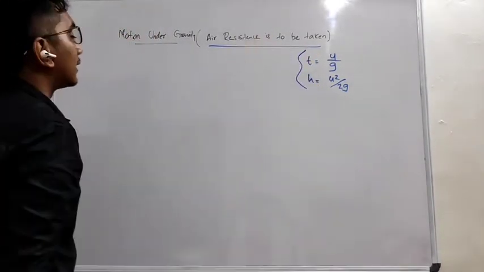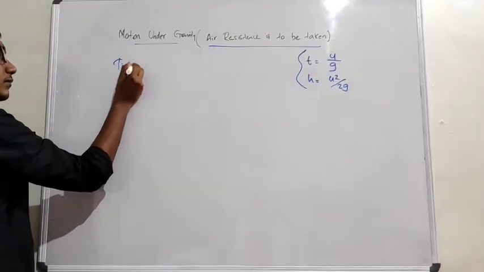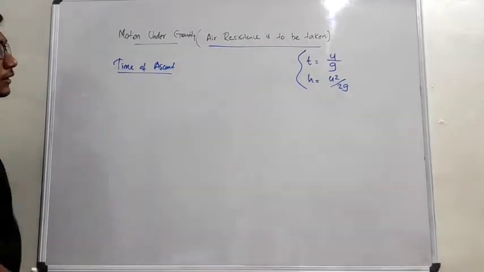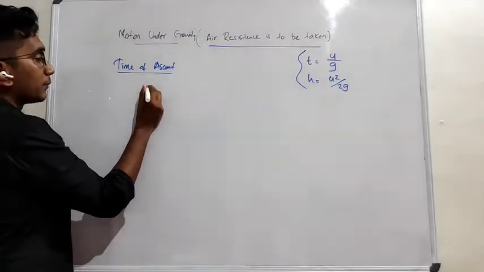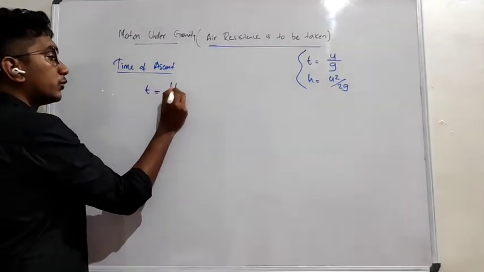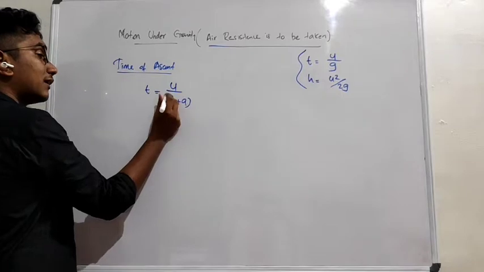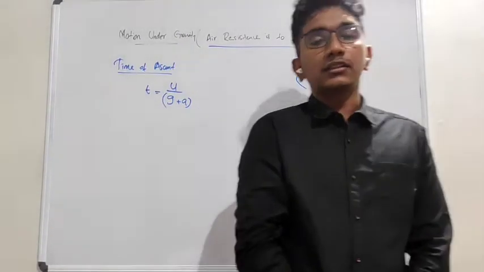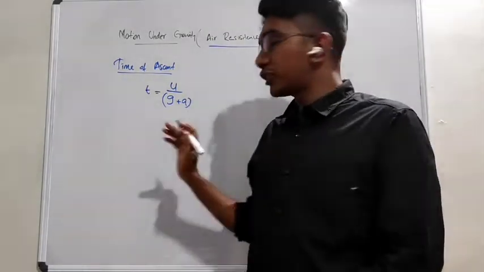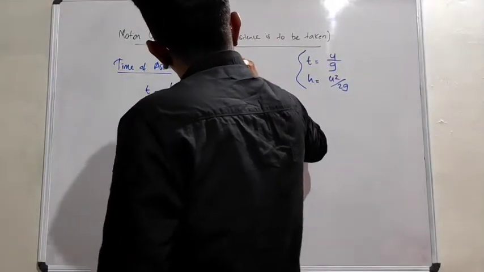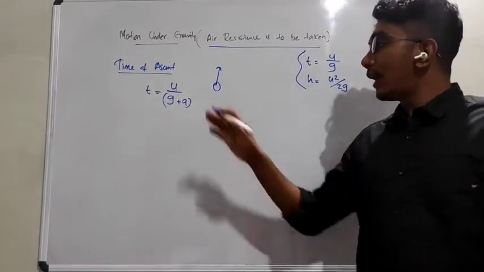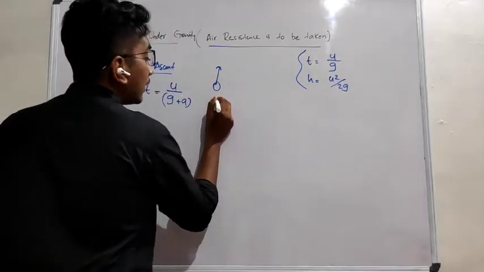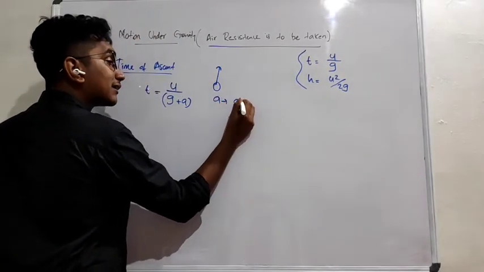First we will consider the time of ascent. What is the time of ascent? T is equal to u divided by g plus a. Why? Because in the case of upward motion, when the body is moving upward, you always consider the a value, the air resistance, where g is the gravitation and a is the air resistance.